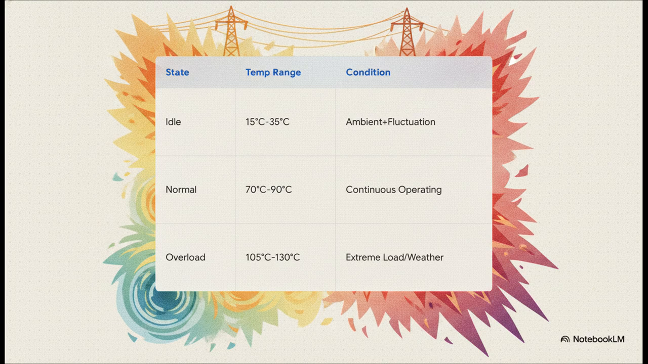There are 3 distinct operational temperature ranges you absolutely need to commit to memory. An idle component is just going to chill near ambient temperature, around 15 to 35 degrees. But your continuous normal operating state, that pushes things up into the 70 to 90 degrees Celsius neighborhood. Now, when extreme weather hits or demand skyrockets and you hit an overload condition, suddenly you're staring down 105 to 130 degrees.